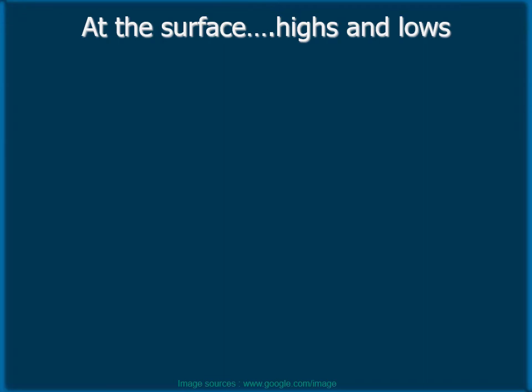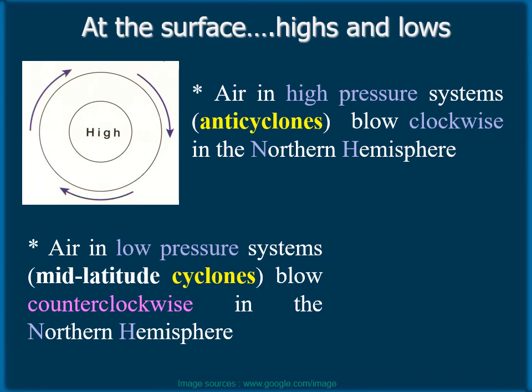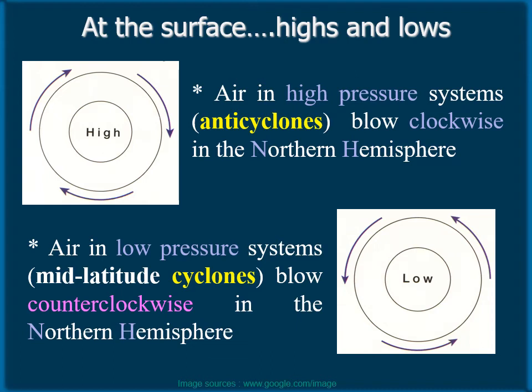Now at the surface, air in higher pressure systems, that is in anticyclones, will blow clockwise in the northern hemisphere, and air in low pressure systems, that is in mid latitude cyclones, will blow in a counter clockwise fashion in the northern hemisphere. So the opposite is true for the southern hemisphere. The anticyclones in the southern hemisphere will blow in an anti-clockwise fashion, and the cyclones in the southern hemisphere will blow in a clockwise fashion.